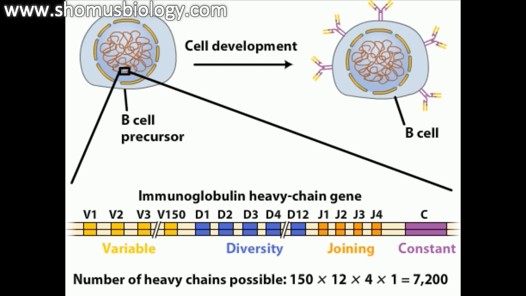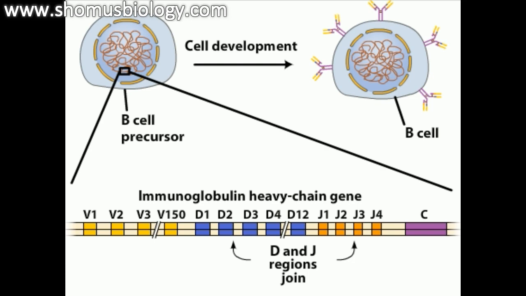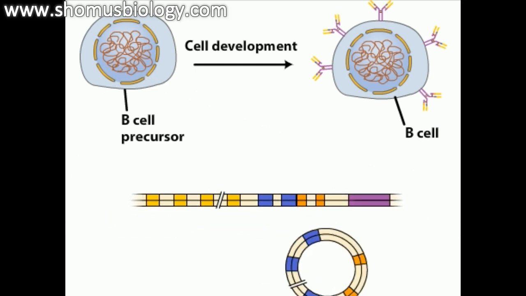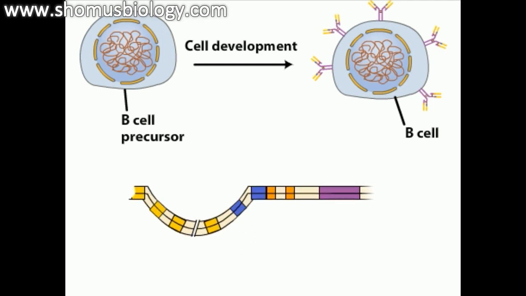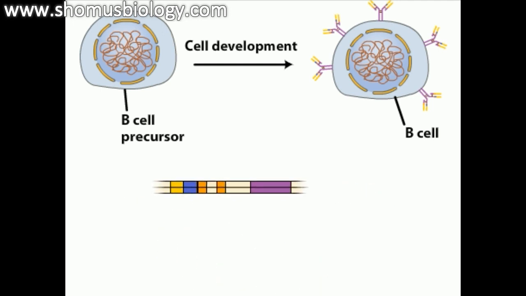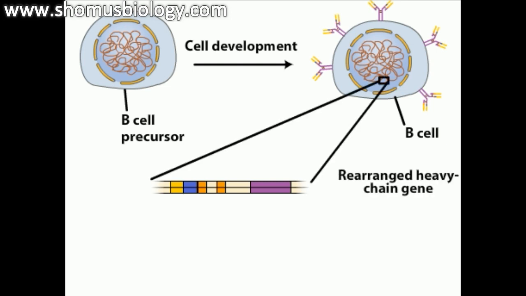The gene is rearranged by random selection and joining of a region from each family. First, the D and J regions join. Intervening DNA is discarded. Next, the V and DJ regions join. Again, the intervening region is discarded. As the immunoglobulin genes rearrange, the B cell matures and the immunoglobulin genes are expressed.